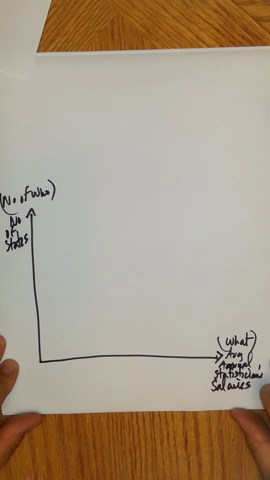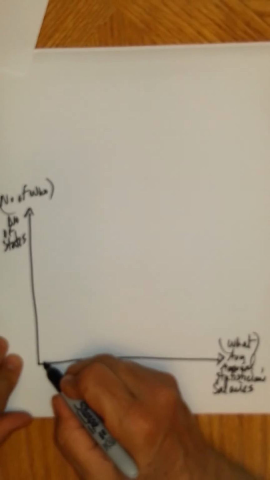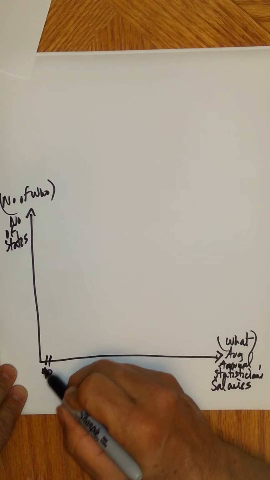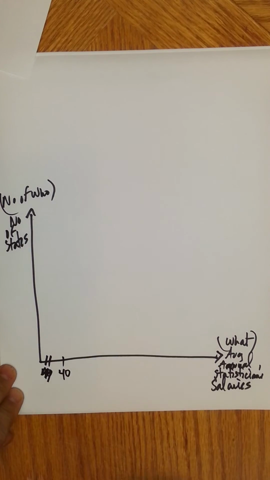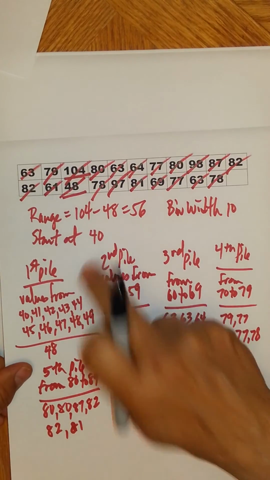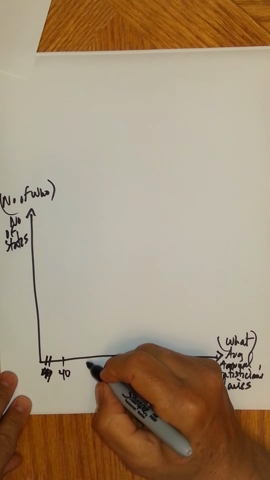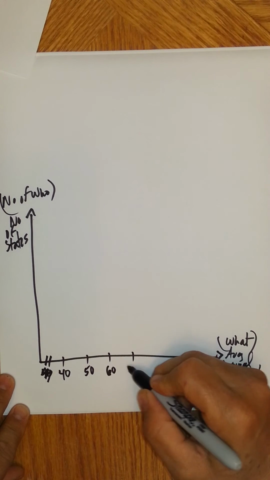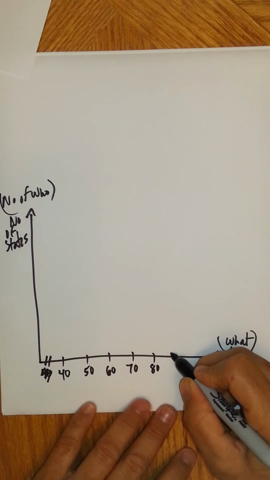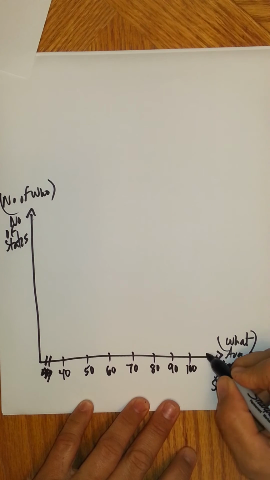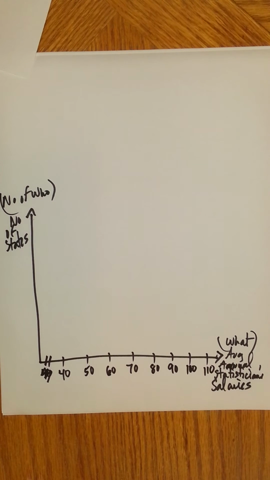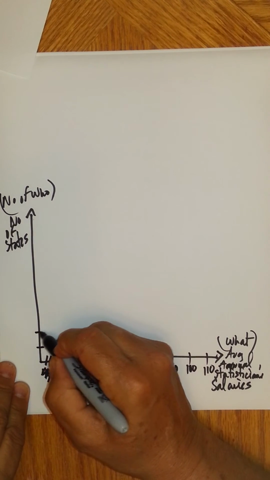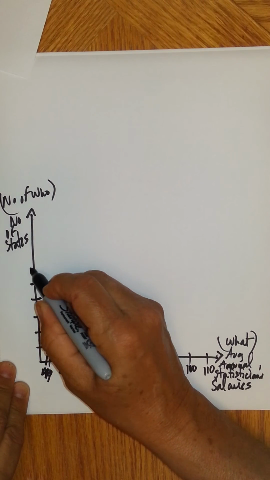Okay? Now, I'm going to use a double hash mark to let you know I'm not starting at 0. Oh, sorry, that should be just there, whoops, sorry about that. Then I start with my first value, 40. We agreed we're going to go ahead and start at 40. And then add the bin width 10 to get 50, add the bin width 10 again to get 60, 10 again to get 70, and so on until you've got your axes labeled out. And now what we're going to do is make tick marks here for the heights of the piles. 2, 3, 4, 5, 6.